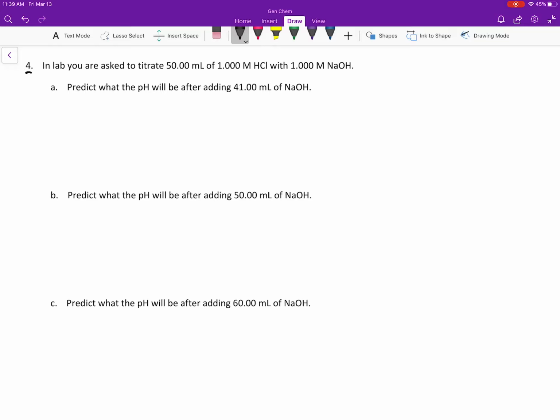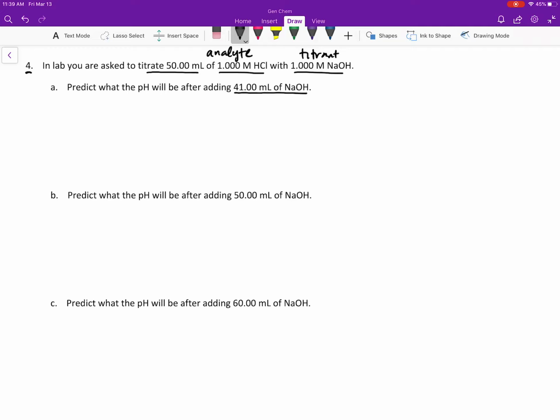It says, in lab, you're asked to titrate a volume of HCl with NaOH. So this is the analyte, and this is the titrant. It says, predict what the pH will be after adding 41 milliliters of NaOH.